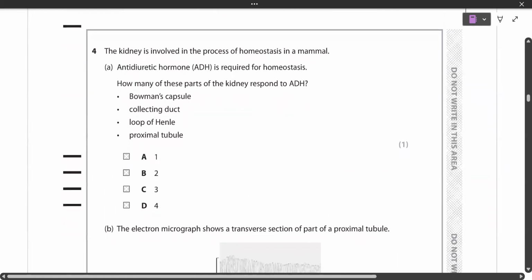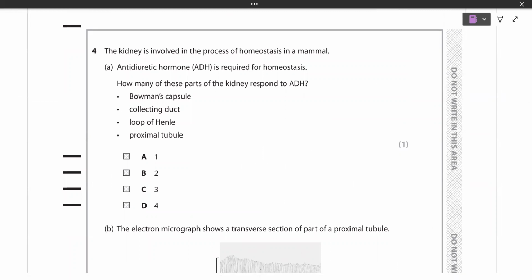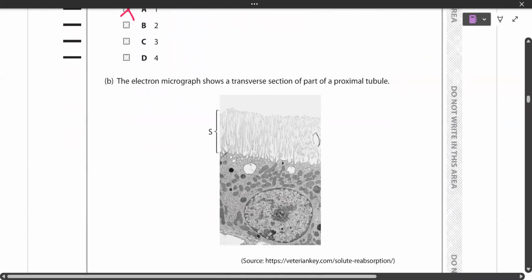Question 4. How many of these parts of the kidney respond to ADH? What do you think? Only the what will be affected by the ADH? I think Bowman's capsule. Collecting duct. Yes, exactly. The collecting duct. Okay. If you know the answer directly, fine. If you don't, you can eliminate. But I think A should be right.